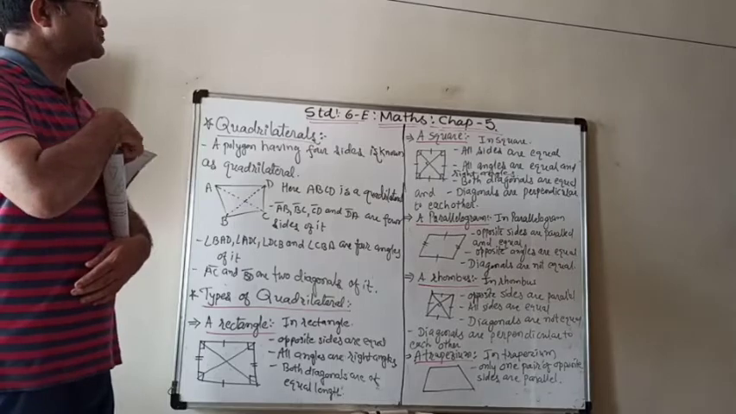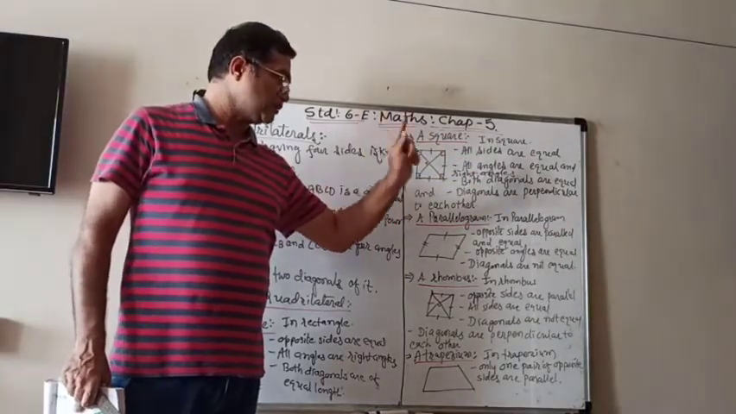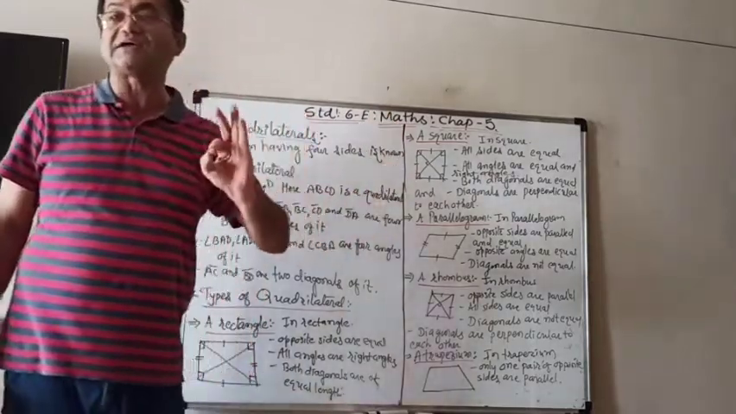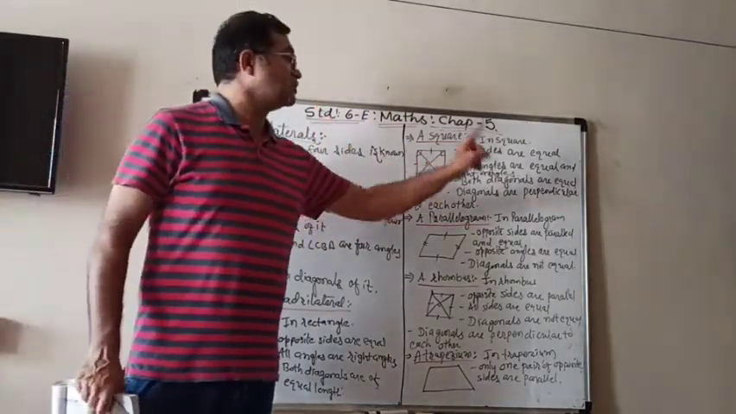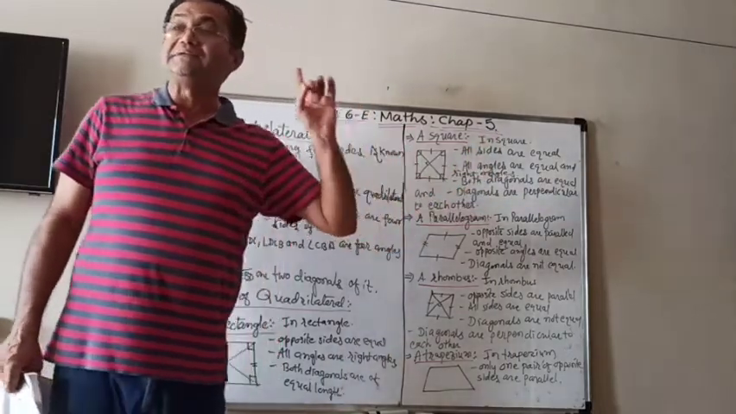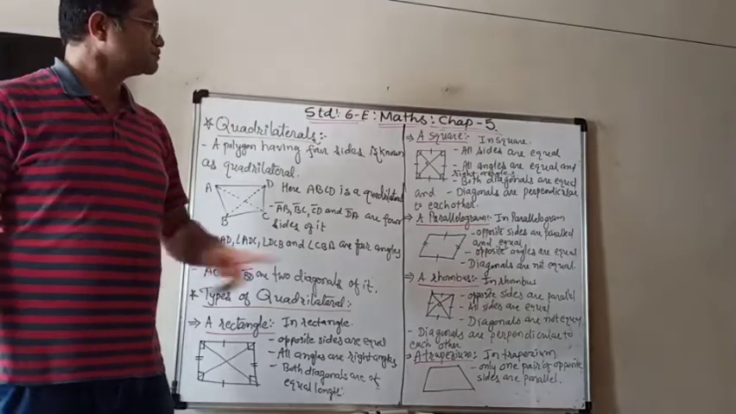So what are the properties of the square? All sides are equal, all angles are equal, and they are right angles, meaning all the angles are right angles. Both diagonals are equal and diagonals are perpendicular to each other.